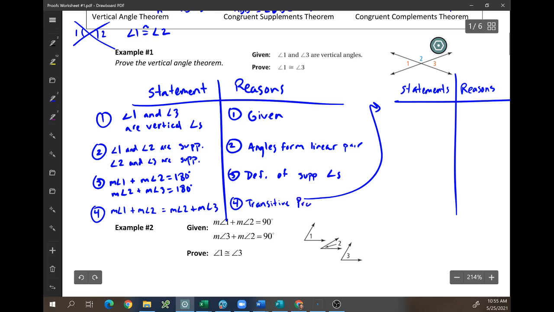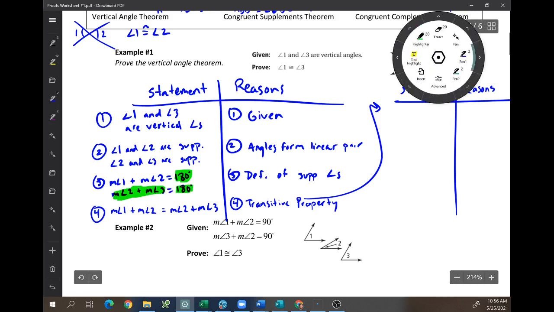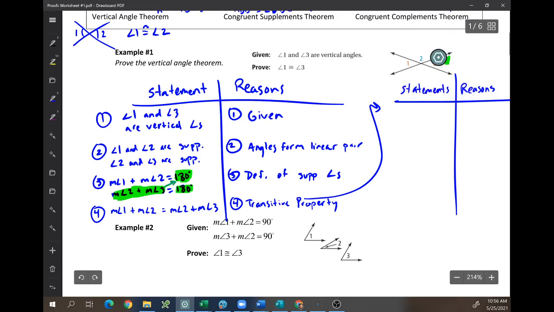Okay, so I'm calling it the transitive property because remember the transitive property is saying if something is 180 and something else is 180, then those two somethings are equal to each other. But, you know, you could have called it substitution as well because basically, you have a 180 here, and you have a 180 here, so you're replacing this one into that 180, and so then you could have called it substitution. So either transitive property or substitution property would have worked for that reason.